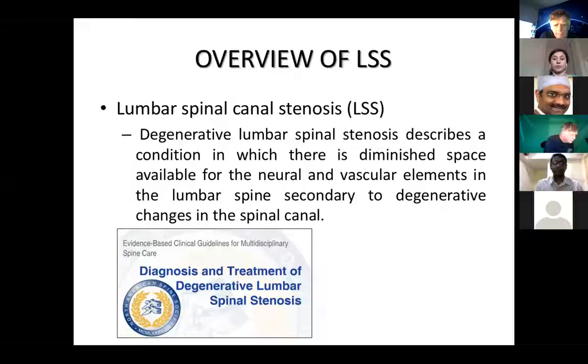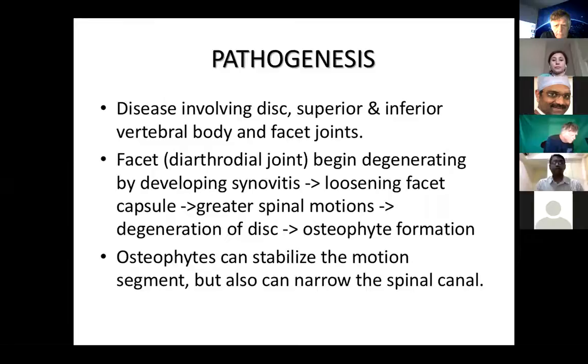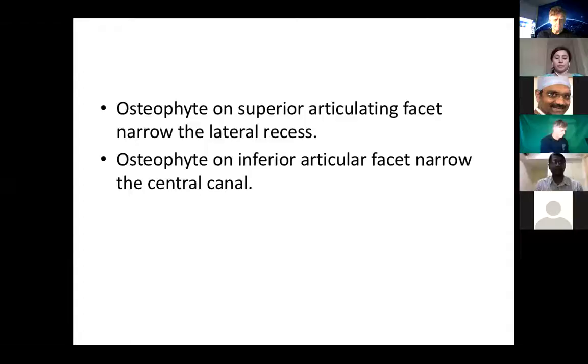So, as we all know, the pathogenesis is a disease involving the disc, the superior and inferior vertebral body, and the facet joint. Any of this pathology, when they have degeneration, could cause a decrease in the space, which would cause stenosis. The facet begins to degenerate by developing synovitis, and this is the facet capsule, which causes greater spinal motion, which in turn will cause degeneration of the disc with osteophyte formation. So osteophytes can stabilize the motion segment, but can also narrow the spinal canal. Osteophytes on the superior articulating facet narrow the lateral recess, and osteophytes on the inferior articular facet narrow the central canal.